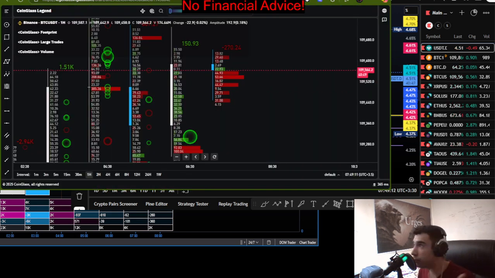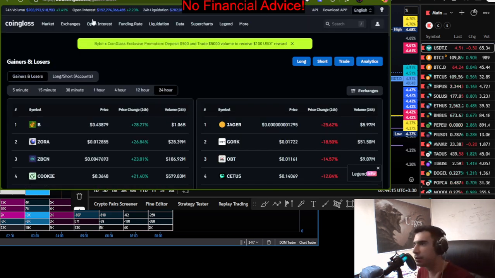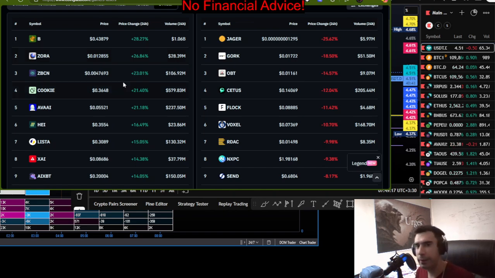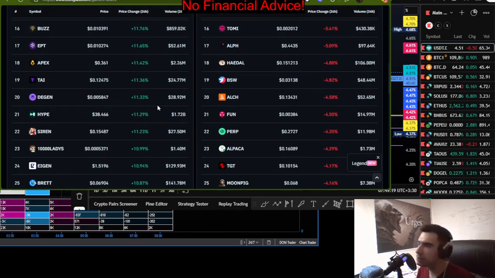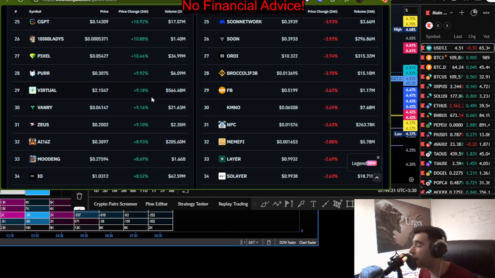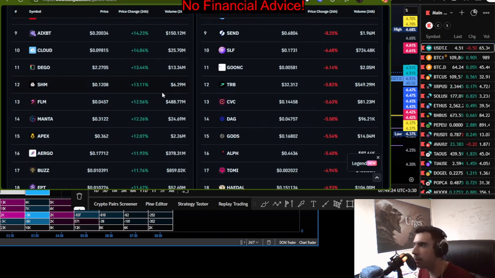Now, I talked about the new tool, and this is the top gainers, losers. When we're in the weekend, usually it's good to look at this and find coins to scalp. I'm not going to go into details of how I do it.